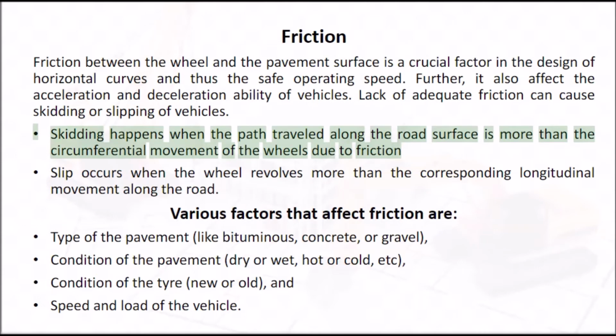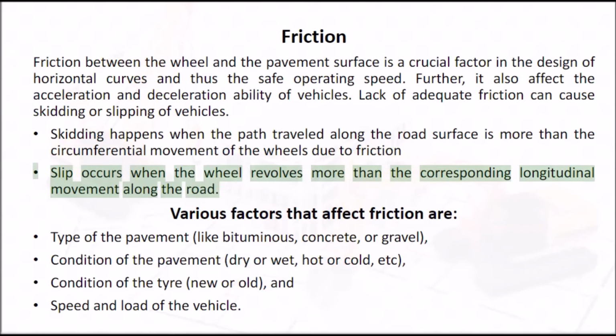Skidding happens when the path traveled along the road surface is more than the circumferential movement of the wheels due to friction. Slip occurs when the wheel revolves more than the corresponding longitudinal movement along the road.